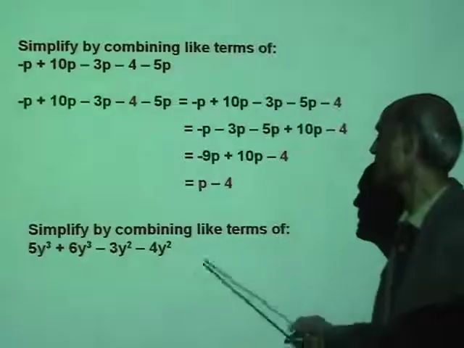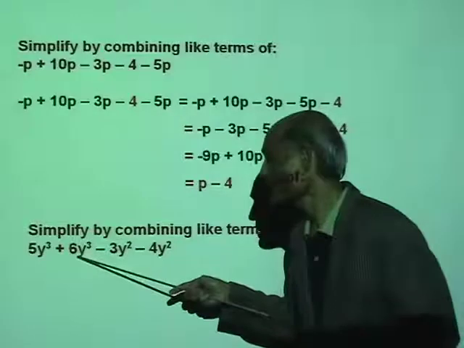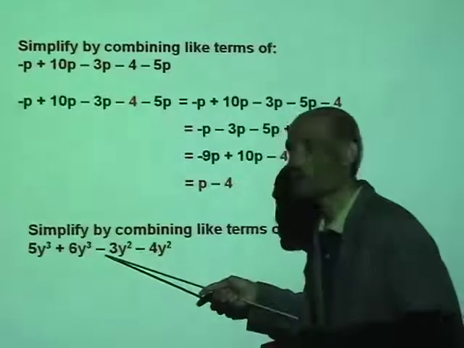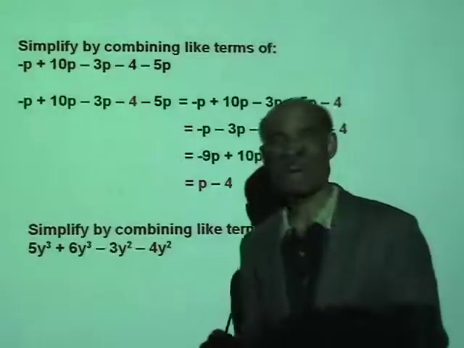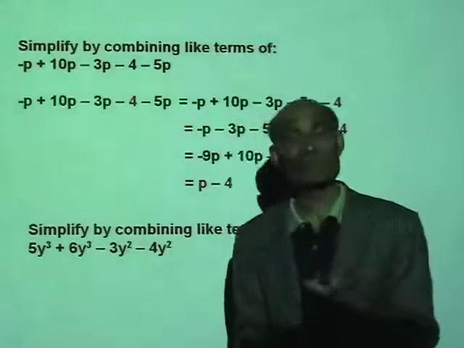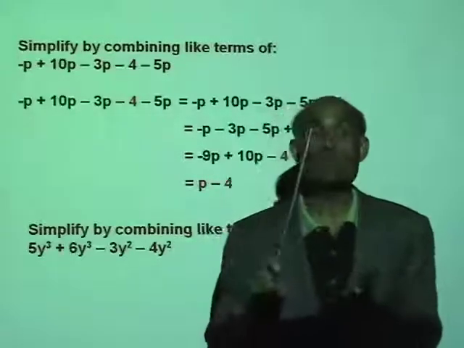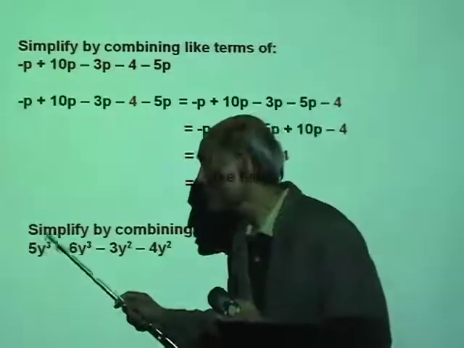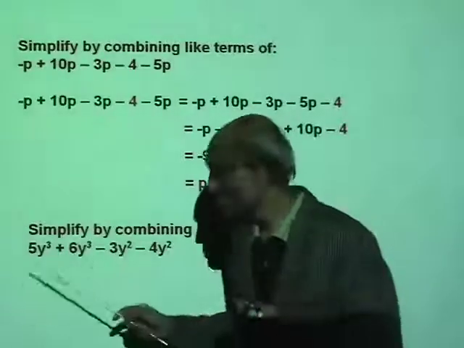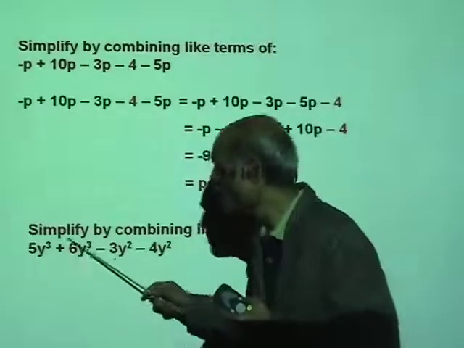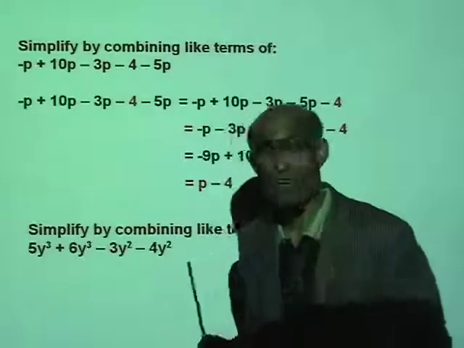Simplify by combining like terms: 5y cubed plus 6y cubed minus 3y squared minus 4y squared. Now, are they all like terms? No. Remember, like terms will have the same degree. 5y cubed and 6y cubed are like terms. You can add them. What is 5y cubed plus 6y cubed? That will be 11y cubed.